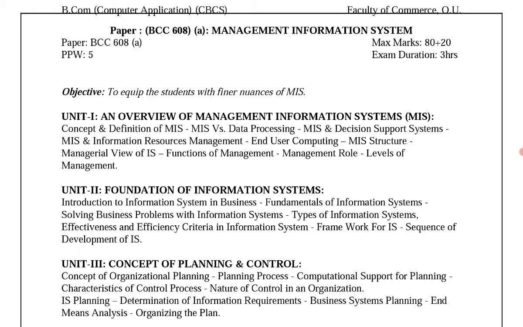MIS also uses information technology as the tool to process the data or information. So MIS can be defined as a formal method of collecting timely information in a presentable form in order to facilitate effective decision making and implementation.